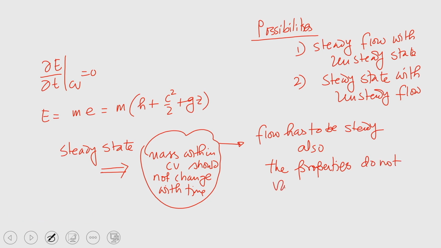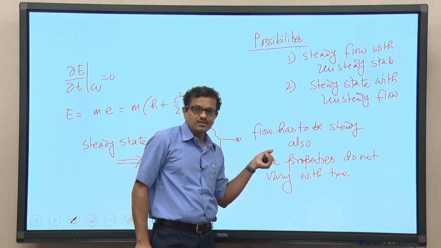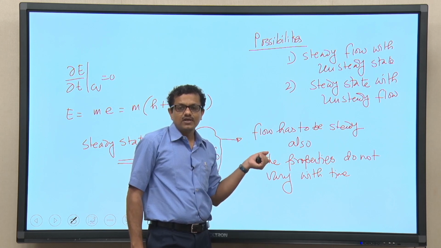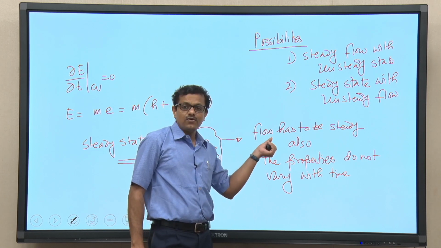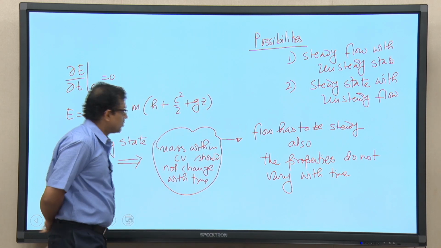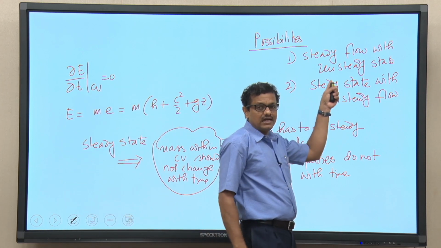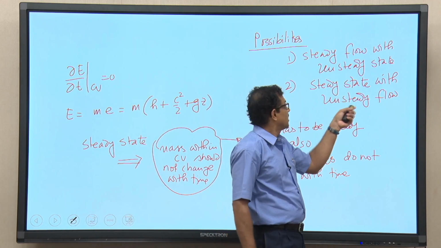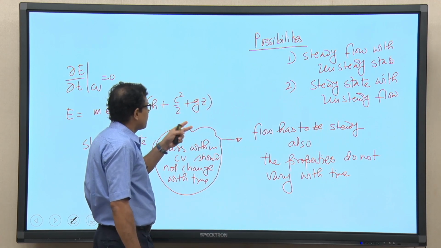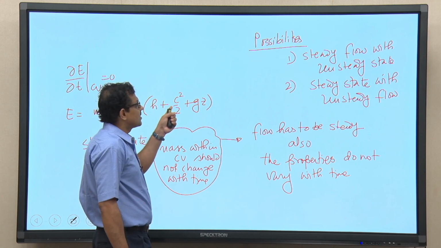do not vary with time, right. So, this is the only important message that we get from today's class: if we need to have steady state, steady flow should be there, otherwise we cannot ensure that it would be steady state. Even if the state is steady, but if the flow is unsteady, that means mass is changing, it is unsteady.